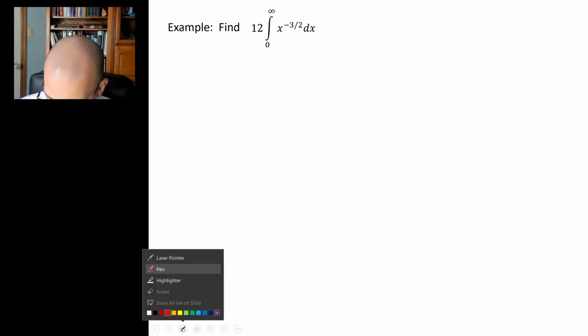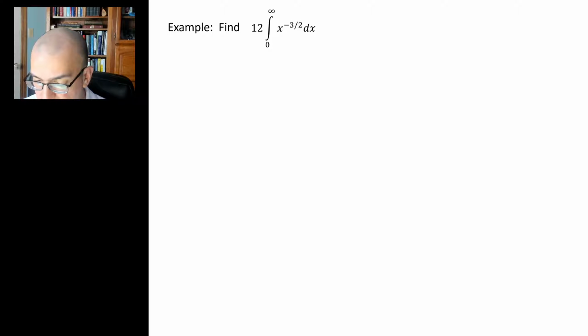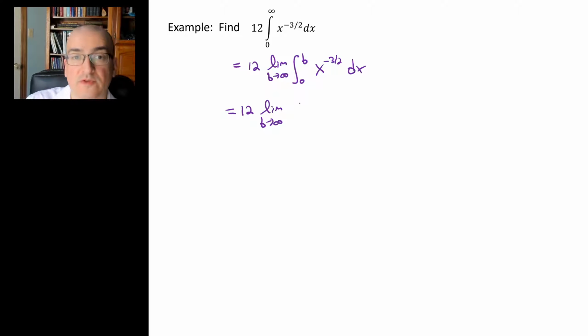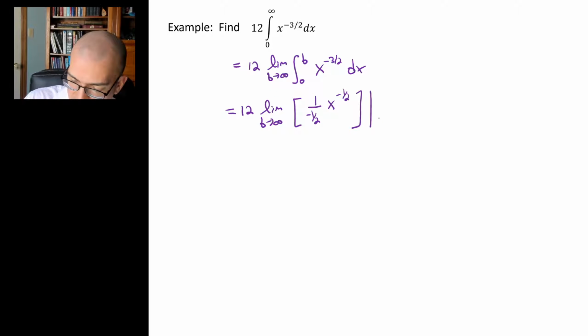Okay, another example. We want to find 12 times this integral. So we have 12 times the limit as b approaches infinity, integral from 0 to b of x to the power negative 3 over 2 dx. Antiderivative of x to the power of negative 3 over 2, the power increases by 1. So negative 3 over 2 plus 1 is negative 1 over 2. So x to the power negative 1/2. And the number in front, we would do 1 over that, 1 over negative 1/2. This is evaluated from 0 to b.